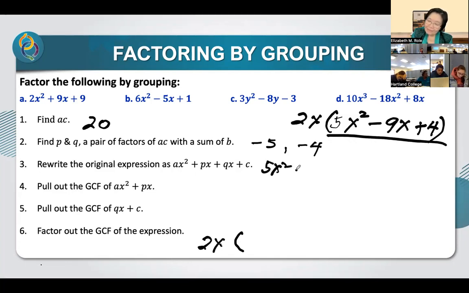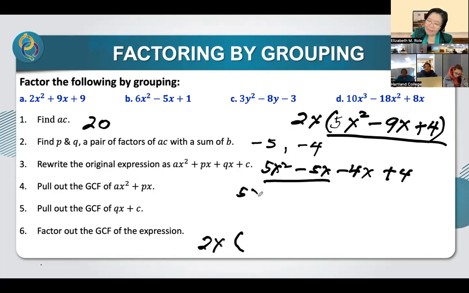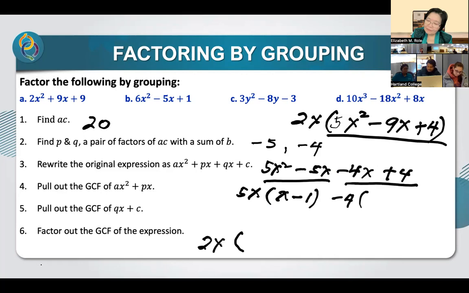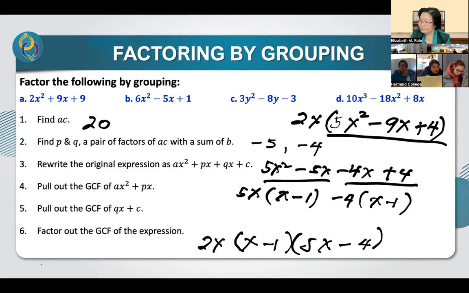5x squared minus 5x minus 4x plus 4. Common here is 5x, right? Now I want to have x minus 1. You take out minus 4. This will be x minus 1. Are you okay? Final answer: x minus 1, 5x minus 4, and you just give the 2x.